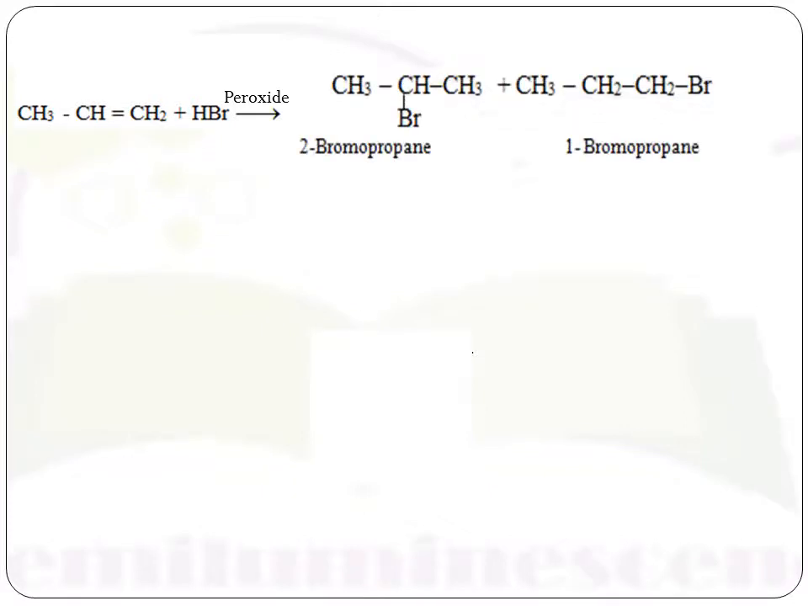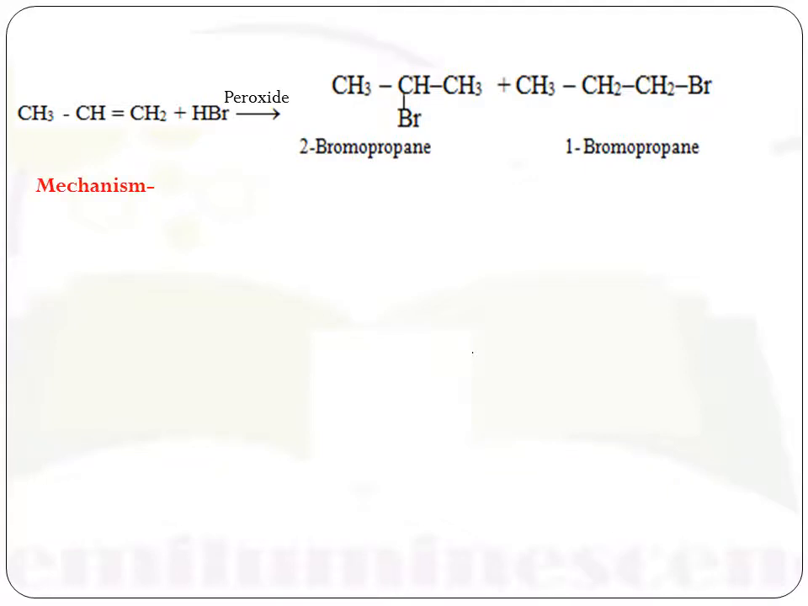Let's see the mechanism of anti-Markovnikov's rule. This is a similar example, that is propene, to which HBr is added and it forms two products. One is 2-bromopropane and one is 1-bromopropane. Out of these two, 1-bromopropane is obtained as the major product and 2-bromopropane as the minor product because of the presence of peroxide. Let's see what the mechanism is.